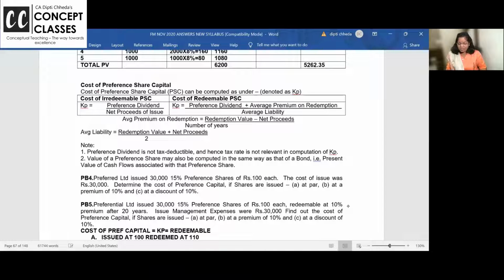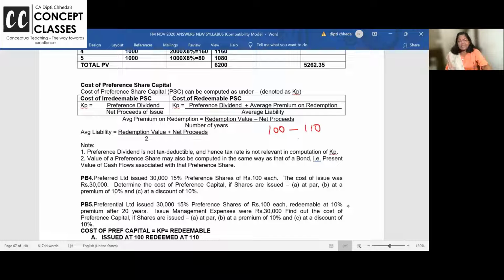Cost of preference share capital: preference dividend divided by net proceeds into 100. But along with preference dividend, suppose I am issuing the preference shares at 100, but I have decided to repay at 110. I said, dear preference shareholders, after 10 years, I will pay you 110.